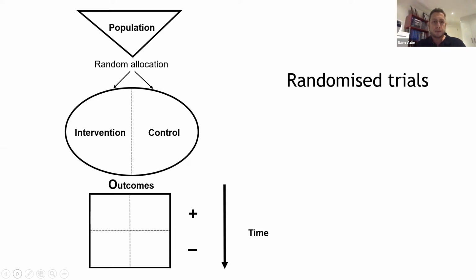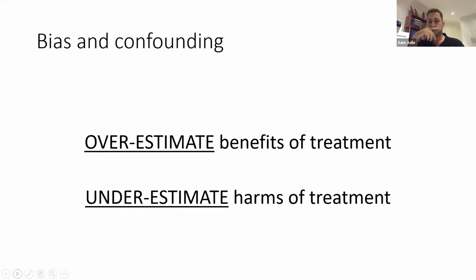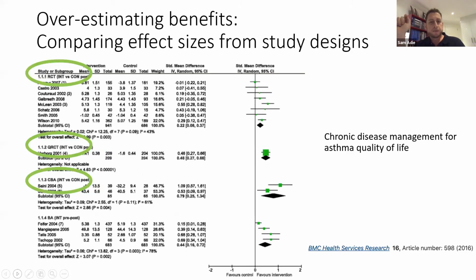So this is an example of a meta-analysis that was done in the field of asthma. So they compared different types of chronic disease management on the quality of life in asthma. So next slide, please. So here you can see how they've pulled the effect sizes from the different study types. Next slide, please. And you can see here clearly that the less rigorous study designs, the quasi-randomized trials, and the controlled before-after studies or the observational designs tend to exaggerate the effects of treatment.